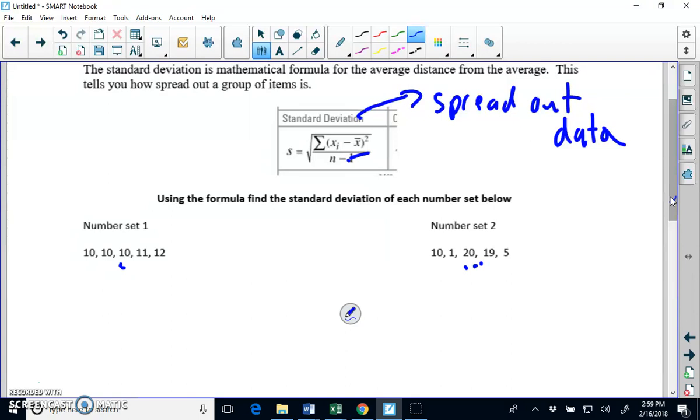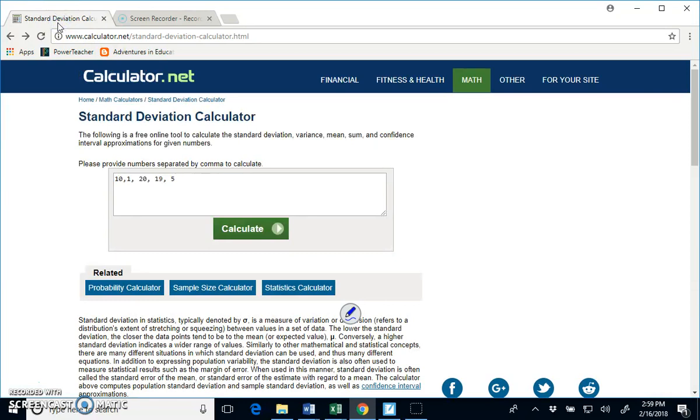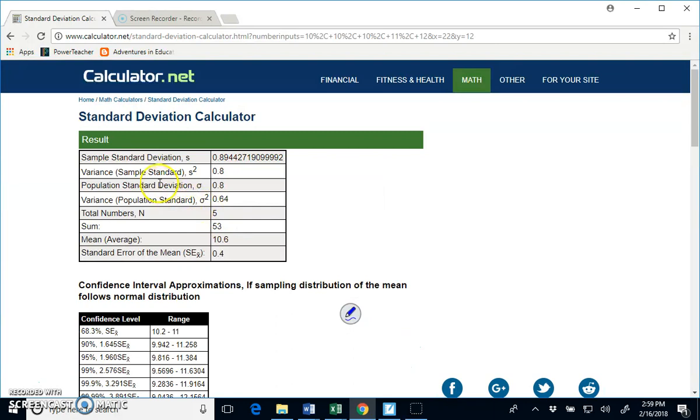So if we go on the homework, it tells you to go to this website, which is here, and the address is on the homework. And you type in the numbers. So I'm going to type in the numbers of the first data set, and it will give you the standard deviation for the set. Calculate. And you see there are 2 standard deviations.